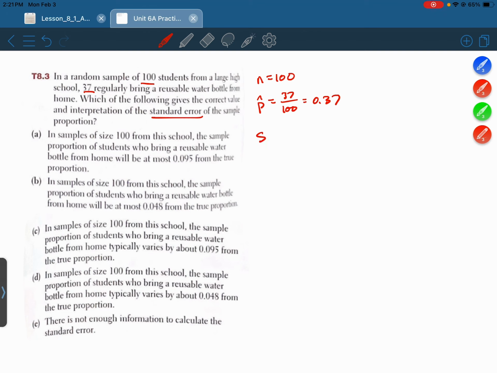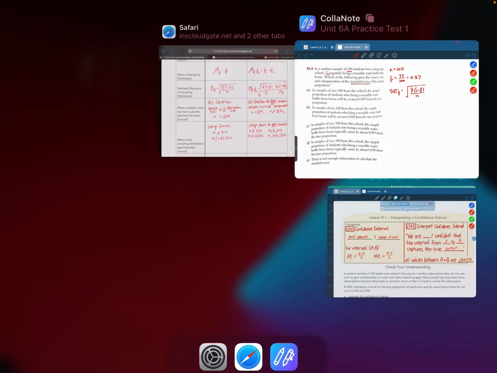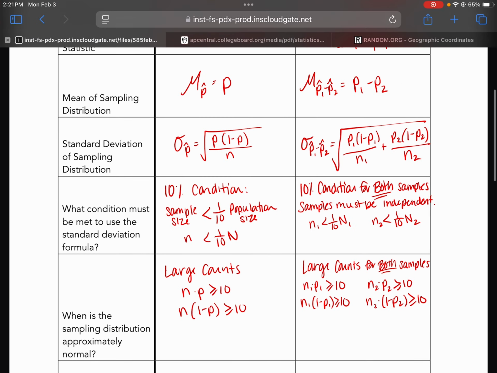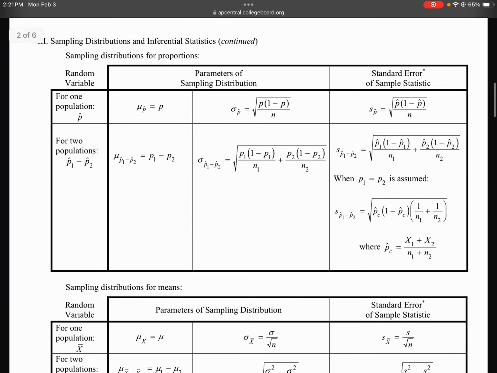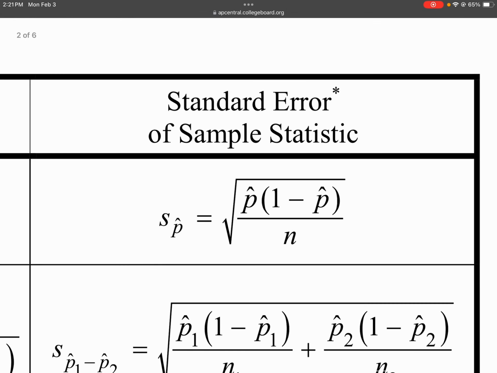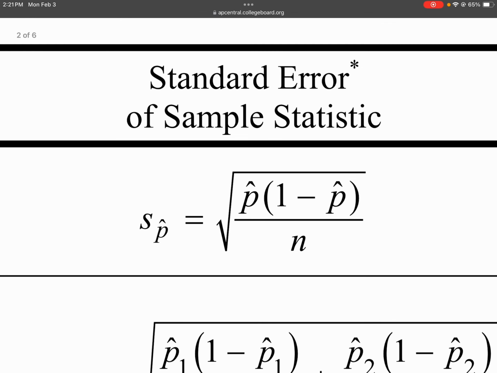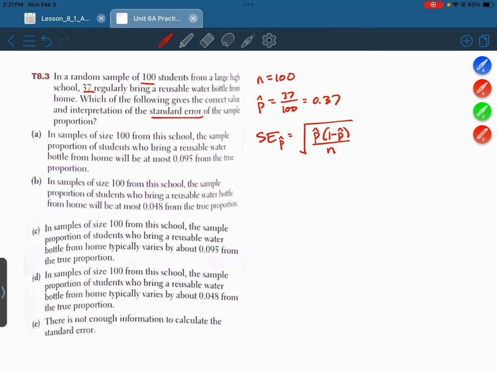Okay, so the standard error of the sample proportion is the square root of p hat times 1 minus p hat over n. Now, don't worry about having to memorize this. In fact, if we take a look at the formula sheet, I think I got it right here. There, right. You're going to be given the standard error formula on the test. All right, so let's go ahead and plug in.